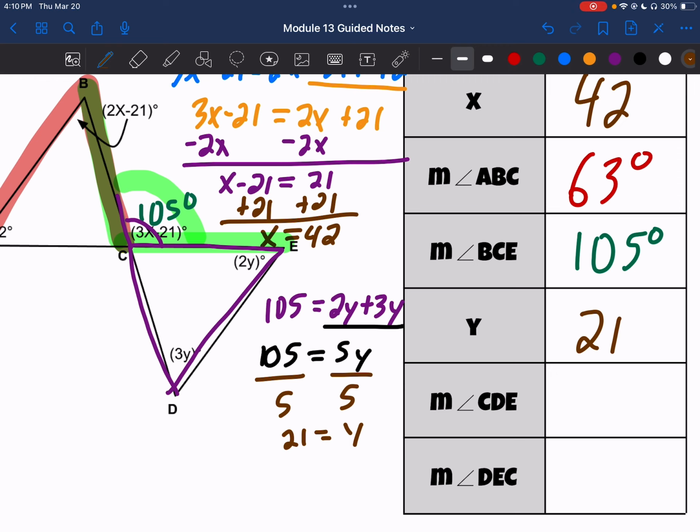So if I'm looking then for angle CDE, so C down to D and over to E, we're going to do 3 times 21, which is 63 degrees. And if I'm going to be looking at angle DEC, so starting at D, going to E, back to C, so that's 2 times y, 2 times 21 is going to get me 42 degrees.